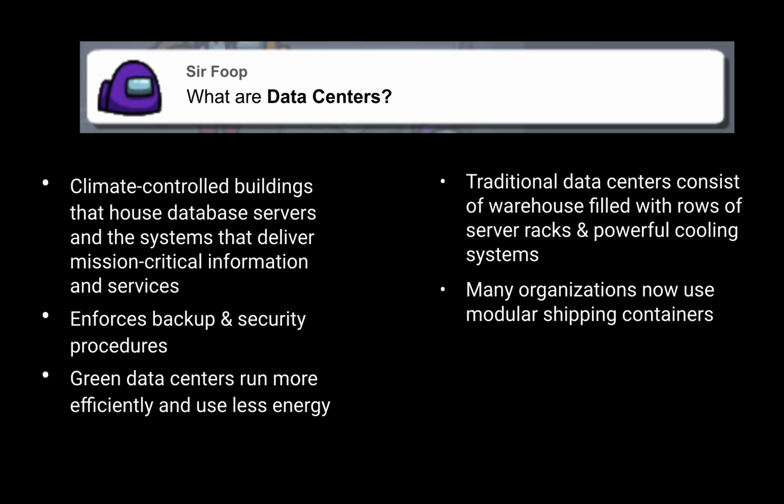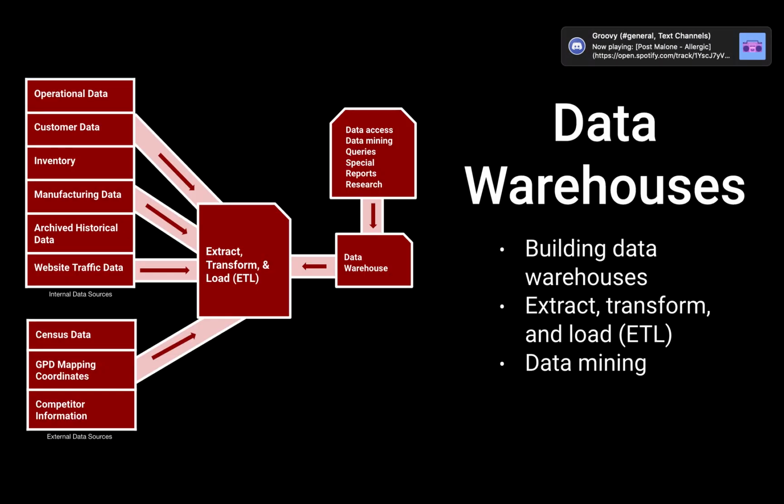Again, to summarize, data centers are physical locations for your database servers, in climate controlled buildings. Next up, we have our data warehouses. Data warehouses are not physical locations. Data warehouses do ETL, extract, transform, and load. Again, they are not physical locations. They are your software. They do extract, transform, and load.